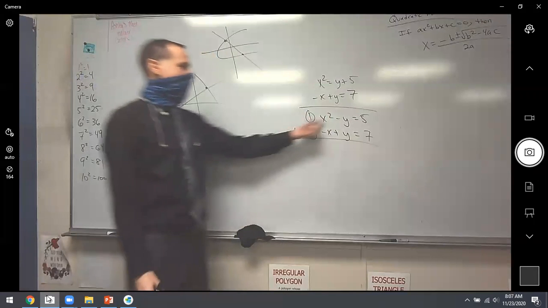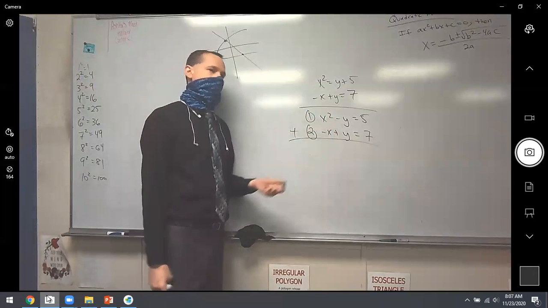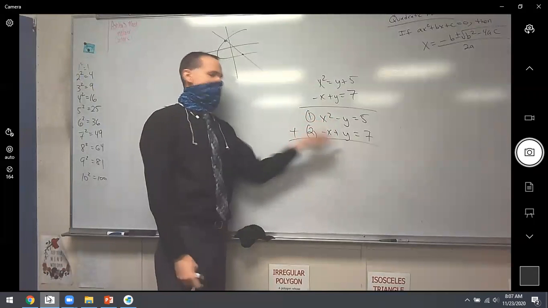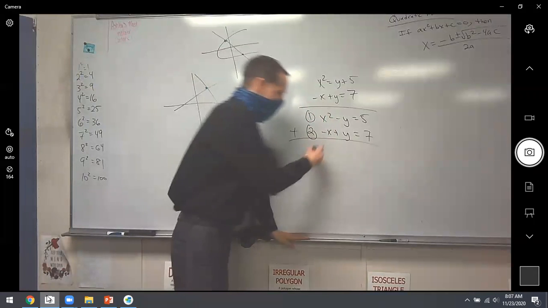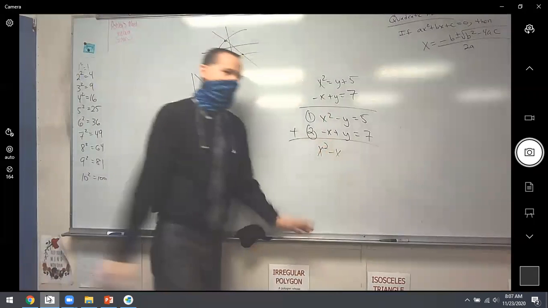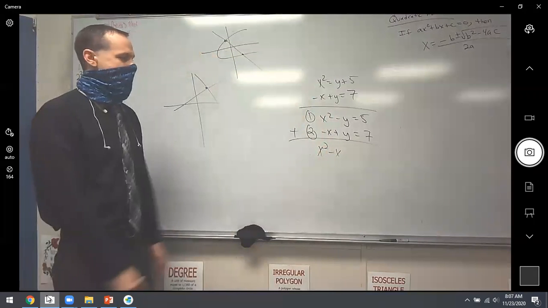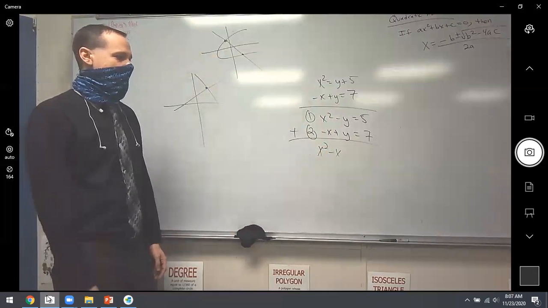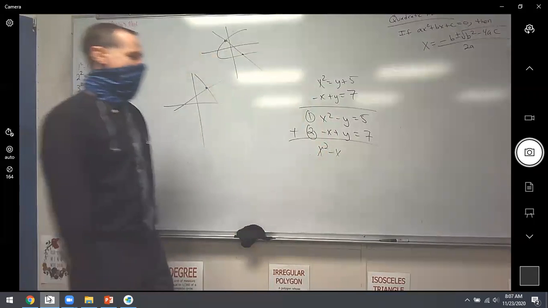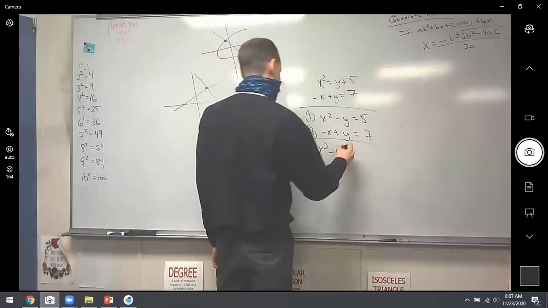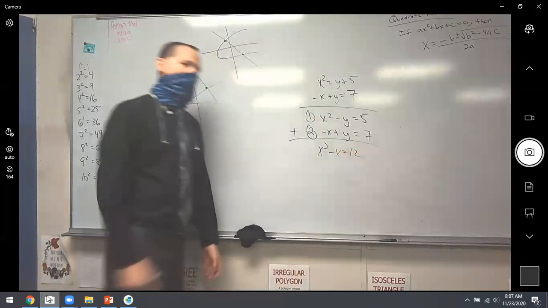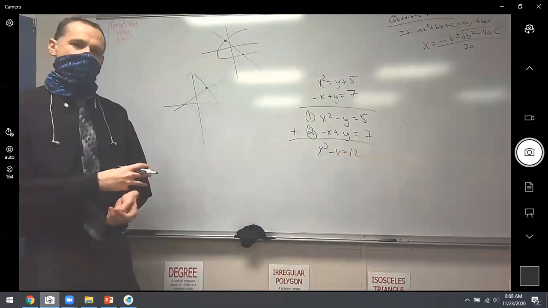Now, these aren't like terms. Nonetheless, I can still add them. What's x squared plus negative x? Well, you can't put them together, so it's x squared plus negative x, or x squared minus x right there. The y's, of course, go away. And on the right side, 5 plus 7 is 12.